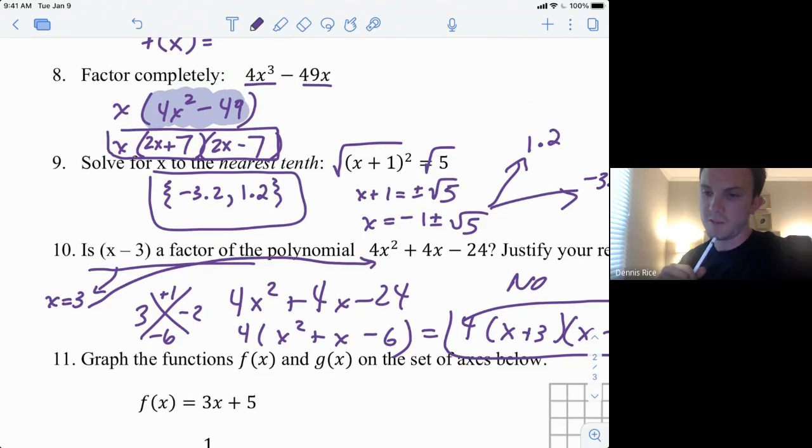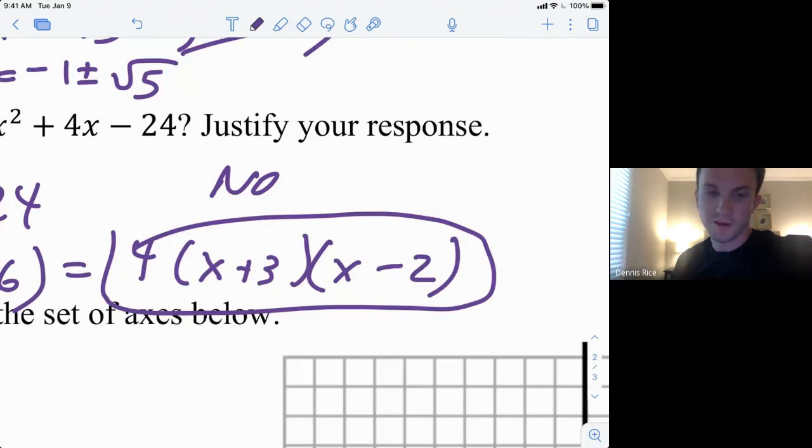Justify means show your work. I know I wrote very informally here, but this would be fine technically. Maybe write a little bit more, like, no, it's not a factor. You don't need to explain, Jamil.